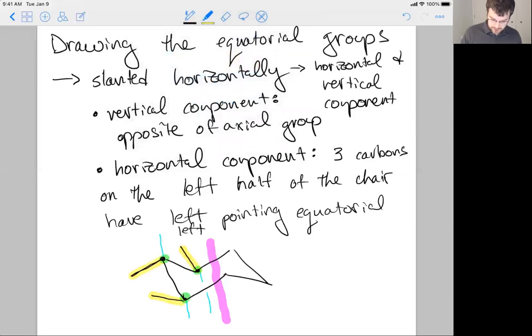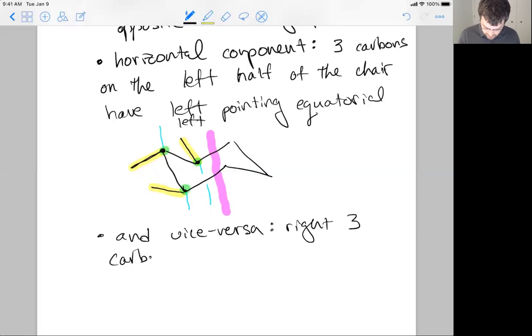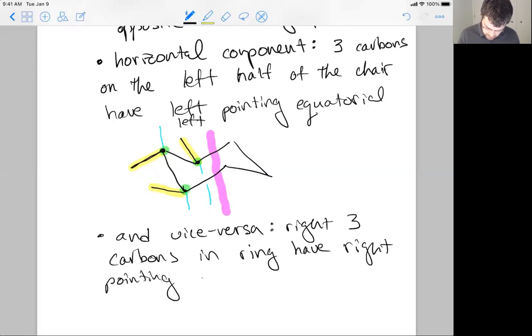Okay, now let's do the vice versa. That is, the opposite's true of the right-handed structures. The right 3 carbons in the ring have right pointing equatorial groups.